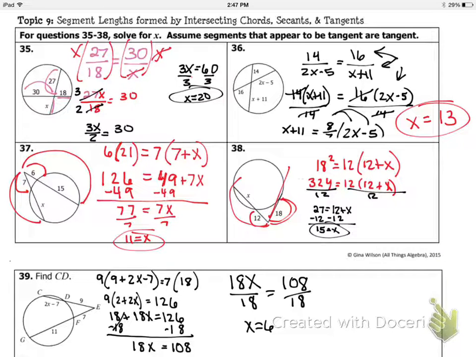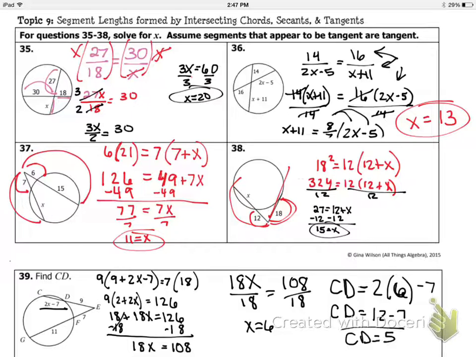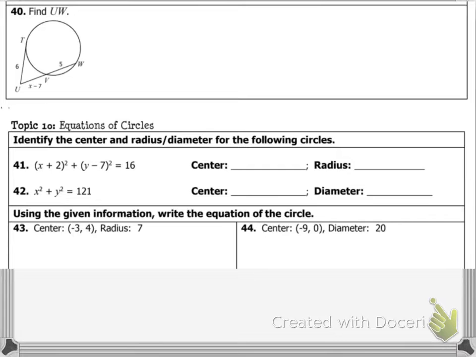It asked for the length CD. Now I have to plug x equals 6 in there to my 2x minus 7. So the length CD equals 2x minus 7. And so CD equals 12 minus 7. CD equals 5. Cool. You guys, this is the longest review and you're trucking it. I'm so proud of you. So good. Alright, one more.